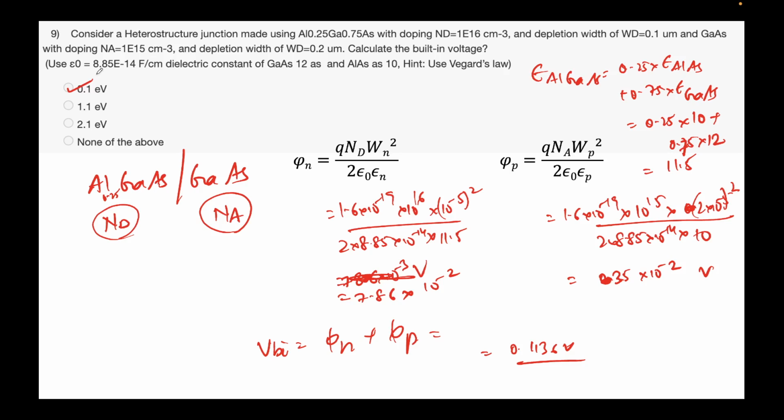Here I'm just ignoring what I talked about in the previous slide, the band discontinuities. Here I'm just talking about the built-in potential on the N side as well as the P side, the combined one.